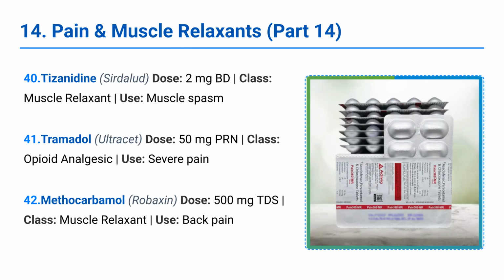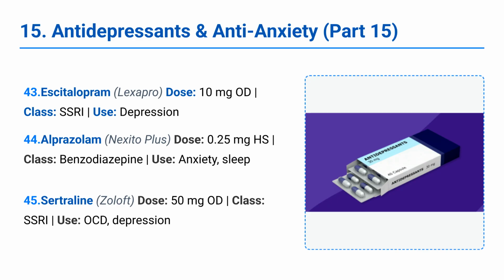Moving to pain and muscle relaxants, tizanidine and methocarbamol are muscle relaxants for muscle spasms and back pain, respectively. Tramadol, an opioid analgesic, is used for severe pain. For antidepressants and anti-anxiety medications, escitalopram and sertraline are SSRIs for depression and OCD. Alprazolam, a benzodiazepine, helps with anxiety and sleep.